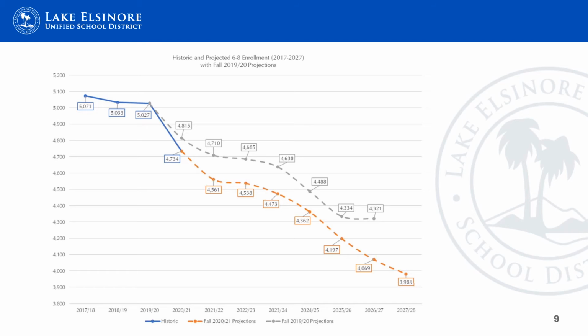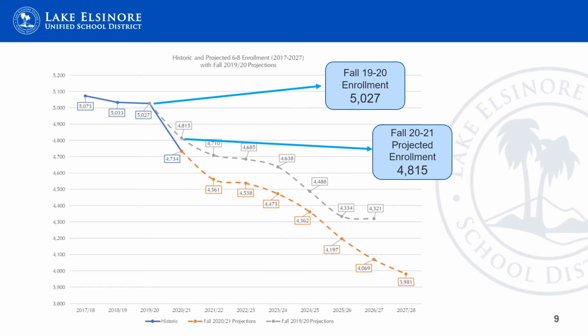Now let's take a look at the overall historic middle school student enrollment in graph form. This graph represents student enrollment for 6th, 7th, and 8th grade students district-wide. The solid blue line is actual enrollment numbers. Student enrollment at CBEDS in the 2019-2020 school year was at 5,027. Enrollment was already projected to see a decline to 4,815 according to our 2019-2020 projection report as represented by the gray dashed line. This was somewhat anticipated due to the end of an enrollment bubble cohort of students making their way through middle school into high school.